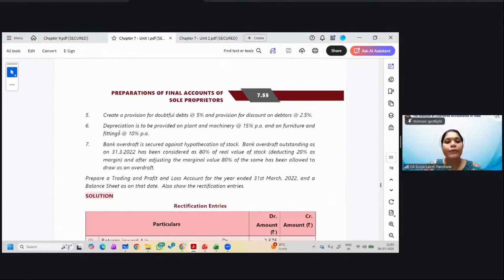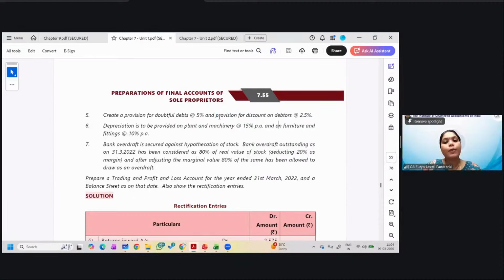Later, what is given? You will have to create a provision for doubtful debts of 5% and a provision for discount on debtors of 2.5%. Now, there are two things here. One is provision for doubtful debts and the other one is provision for discount on debtors. What are these two things? Provision for doubtful debts, we have already been discussing from the last two classes, right? When you are not sure that a person, a debtor, is going to pay, we have a debtor balance and that person may not be able to pay in future. You start creating a provision this year itself, right? We don't know the amount, so you start creating a provision based on a percentage on debtors. That is provision for doubtful debts.